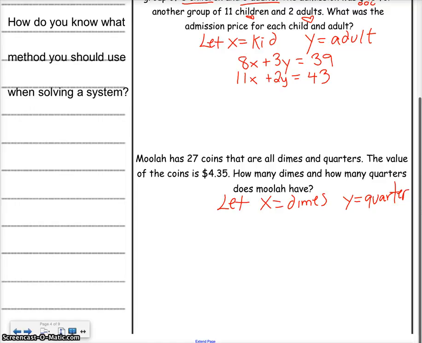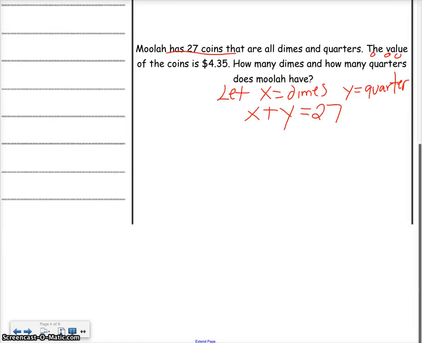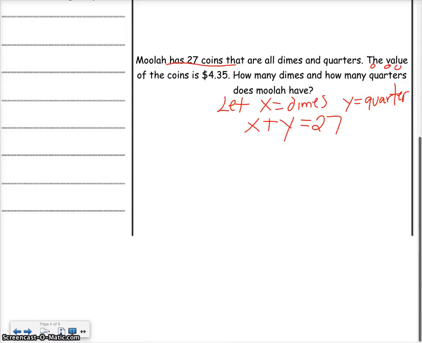Okay? Moolah has 27 coins. You want to know what that looks like? That means dimes plus quarters equals 27. The x plus y is 27, because I have 27 total coins. Now I'm on the hunt for my second equation. The value, so that's the money. I always put the value one on the bottom. I put the sum as my first equation, and the value one I typically put on the bottom.